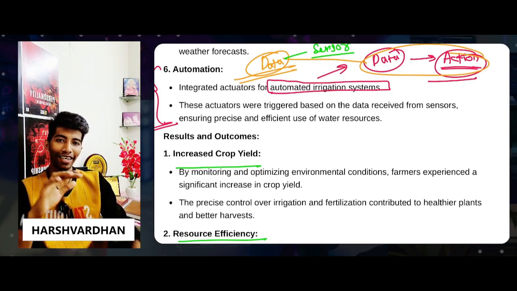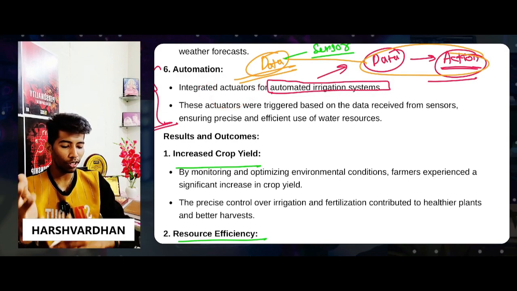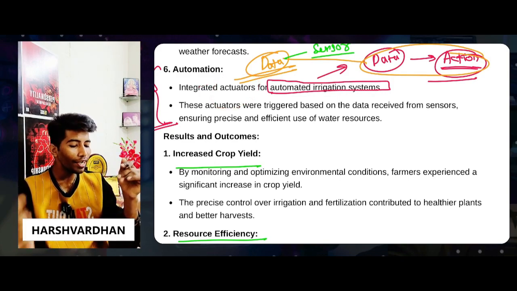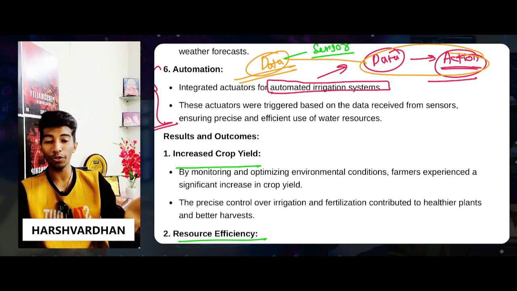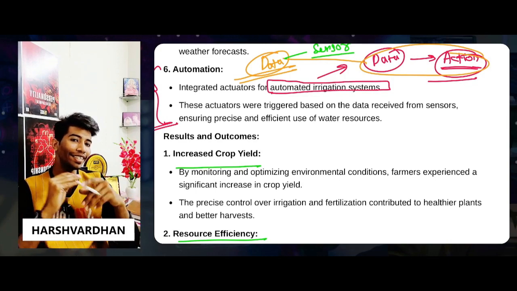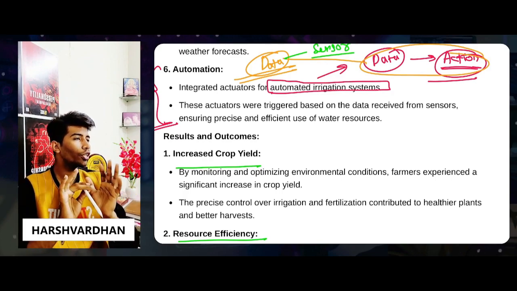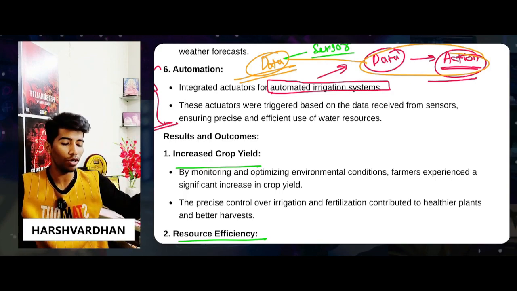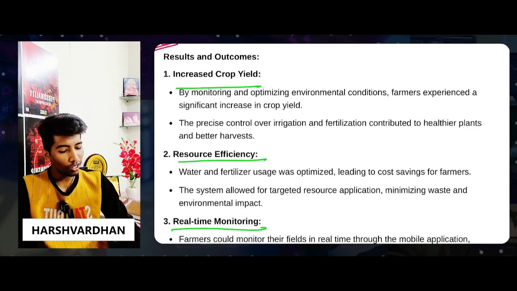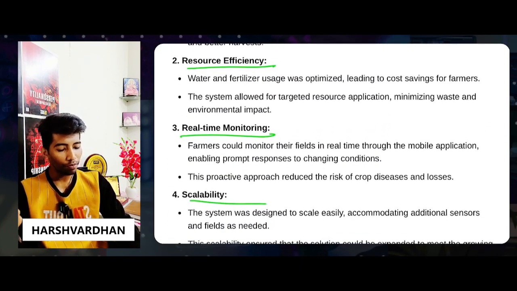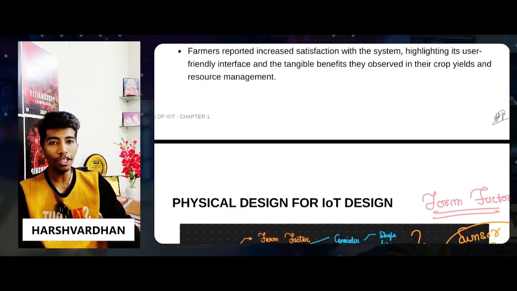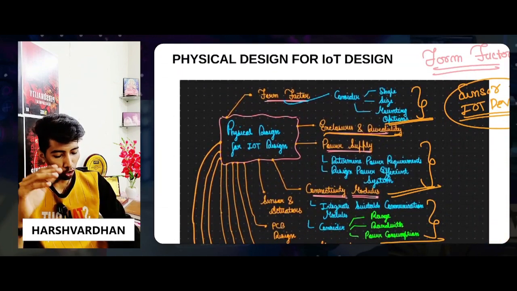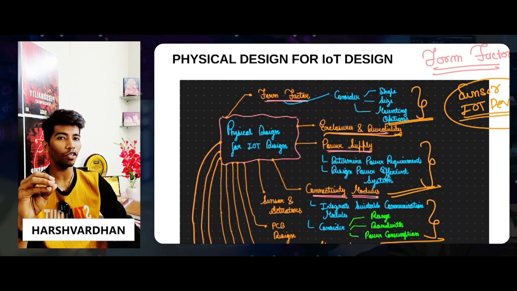Automation, like actuators, the thing of actuators came here. We have already discussed that an automated irrigation system should be there, and you can use moisture sensors for that. It's a very good and easy way to do it. So like this you can understand how these things are going on in the market. Talking about the results, you will get a good crop yield, resource efficiency, real-time monitoring, scalability, and positive feedback.